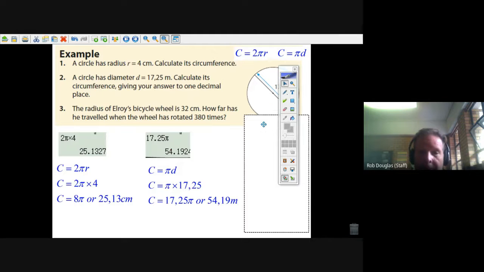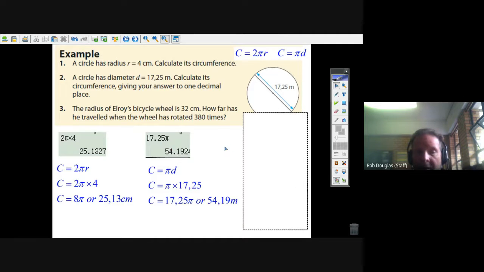Okay, let's try the next question. Again, if you like, you can pause the video and try the question, and see if you did it right. The radius of a bicycle wheel is 32 centimeters. How far has it traveled when the wheel has rotated 380 times?